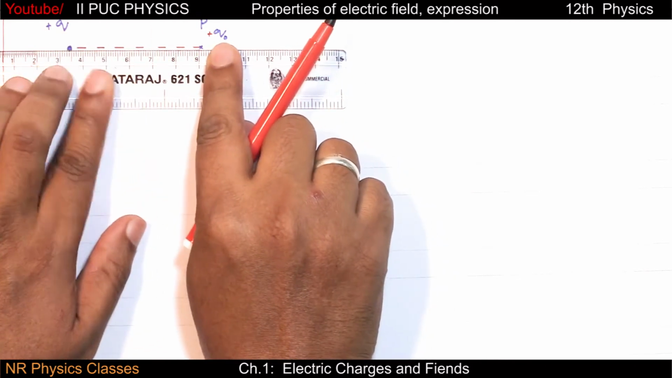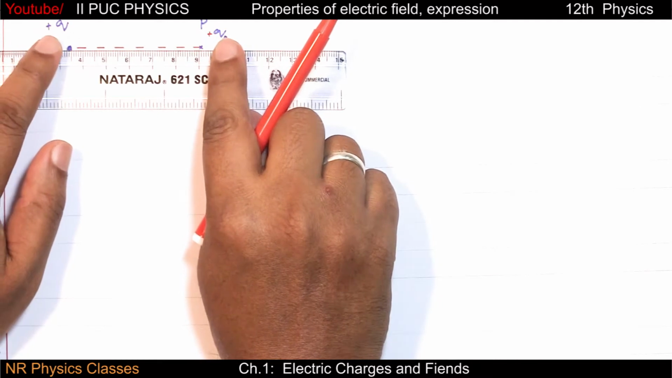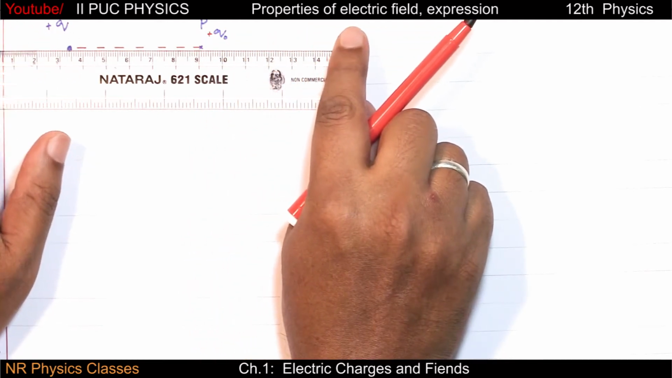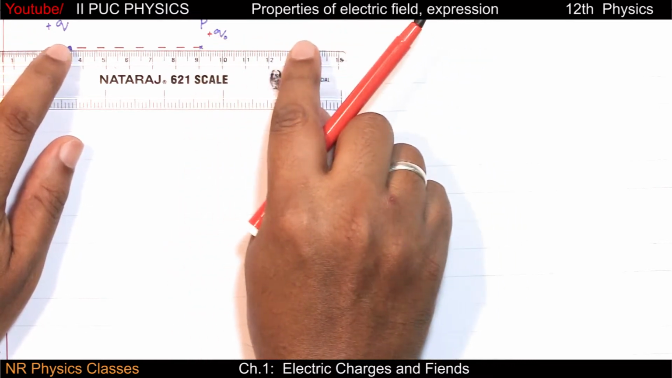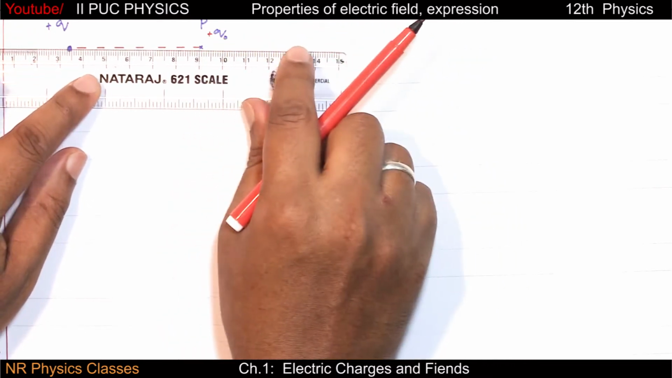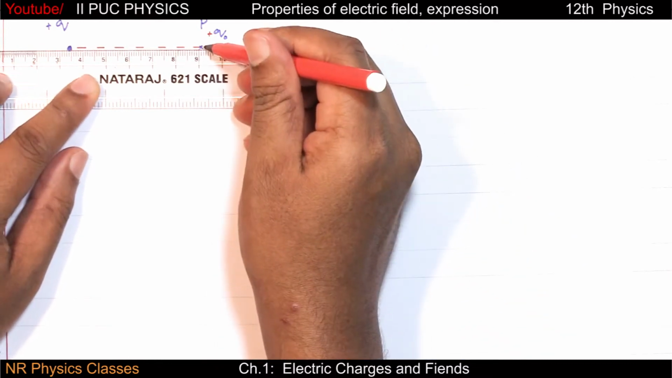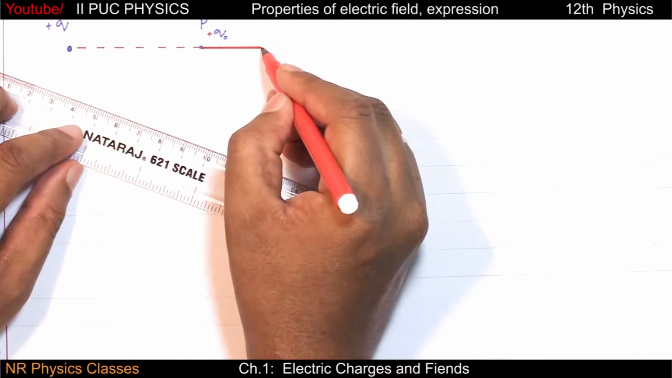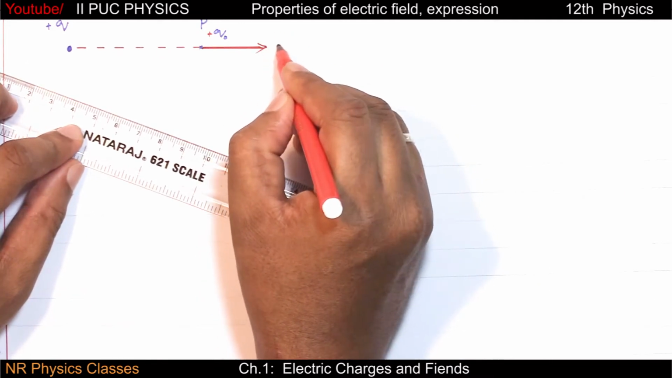Because of repulsion, Q0 moves away like this. Of course, Q also moves away, but concentrate on Q0. So the direction of force on Q0 is away. So this is the direction of force F.